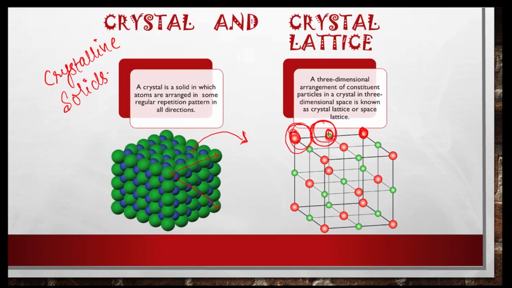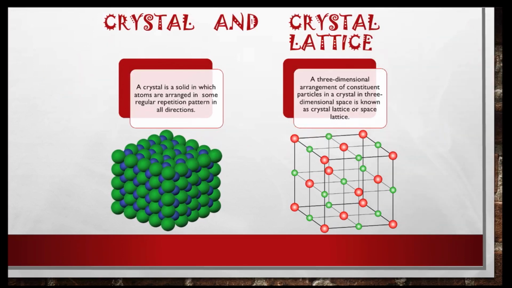And yes, the particles are assumed to be spheres. Why are they assumed to be spheres? Because spherical calculations are the easiest. So that is why it has been standardized that the particles in the solid are considered to be spherical, assumed. So this is very important. Is that okay? Crystal and crystal lattice.